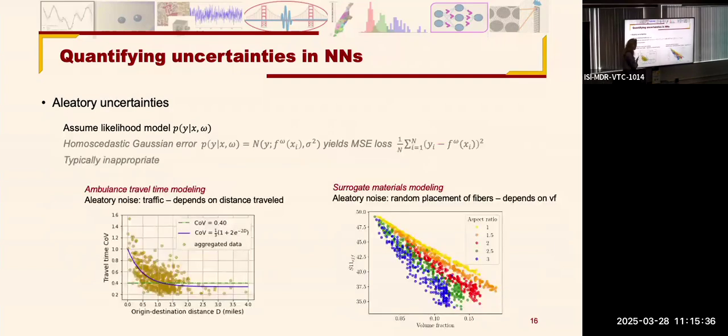Now, I'll talk about this a little bit later, but in most of our data sets, this assumption of homoscedasticity and even Gaussianity is actually incorrect. So whether it is with this actual ambulance travel time data or surrogate materials modeling, we have an uncertainty where the variance is not constant. So there is some kind of heteroscedasticity in here. And so we actually typically use different versions of the likelihood. So I'll get back to that later.